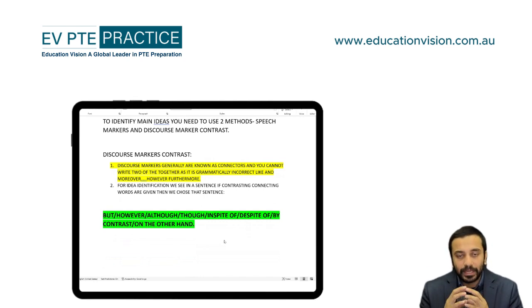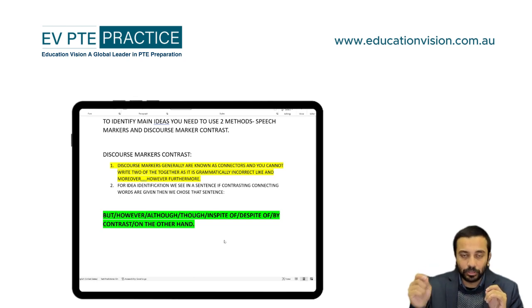Point number 1 that I have mentioned over here is that discourse markers are connectors and we cannot write 2 connecting words together. That is grammatically invalid. I cannot write and, moreover, but, furthermore together. If I write 2 connecting words together, that is grammatically invalid. I will not receive a score and I will lose marks for grammar. So be very careful about it.